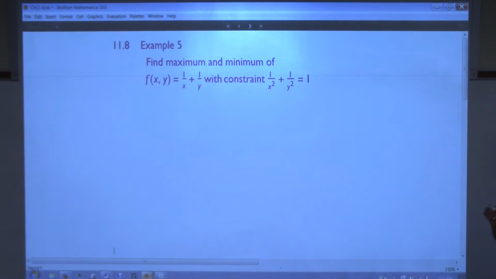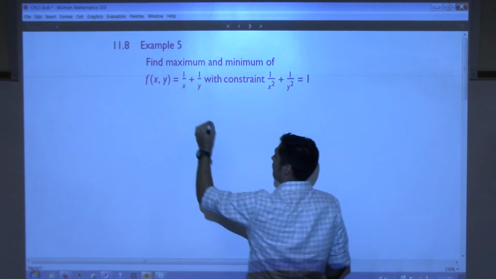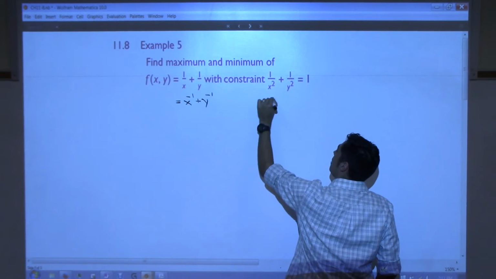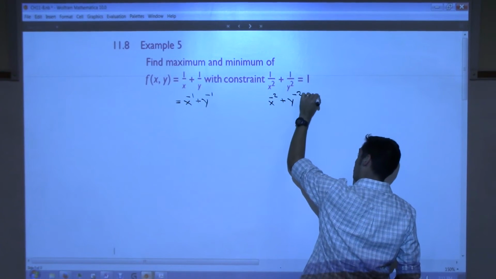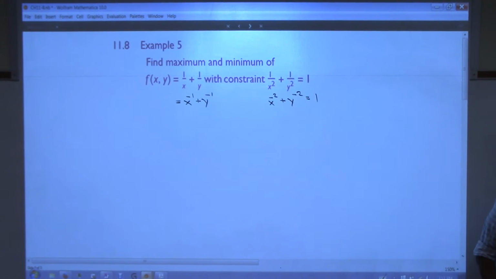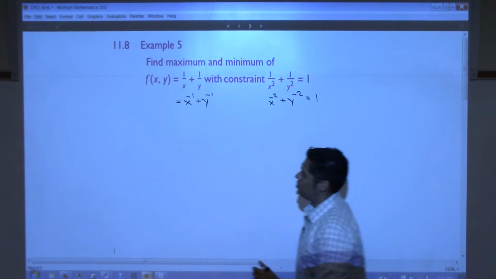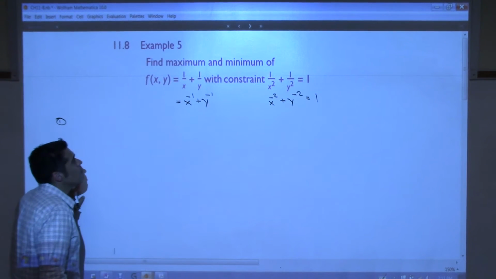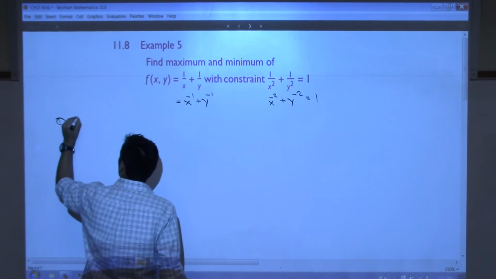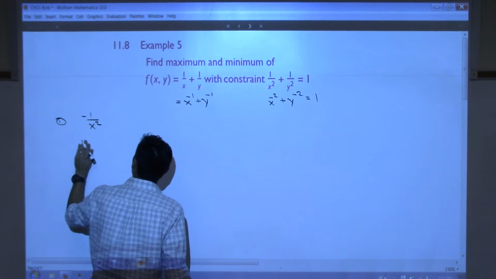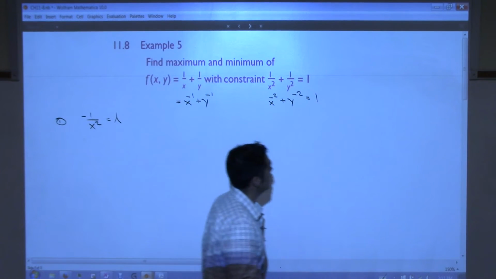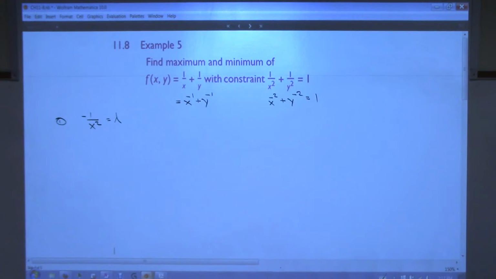All right, I'm going to set this up a little bit quicker. Let me remind you, this is x to the negative 1 plus y to the negative 1, and this is x to the negative 2 plus y to the negative 2 equals 1. That's going to help me when it comes to derivatives. So my first equation is going to be what? Negative 1 over x squared. Is it all right if I do that? Yes? Equals lambda times, maybe I should put negative lambda. Negative 2 over x cubed.